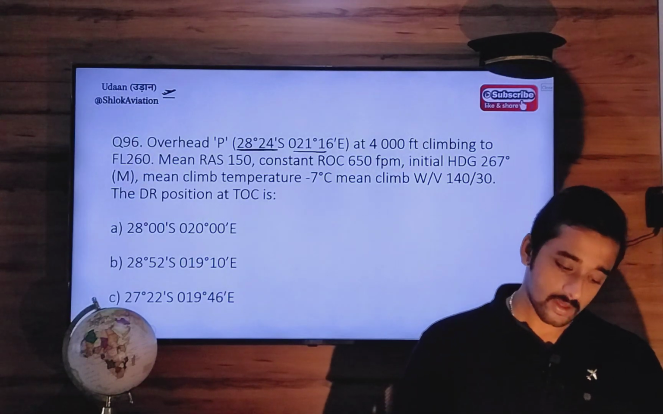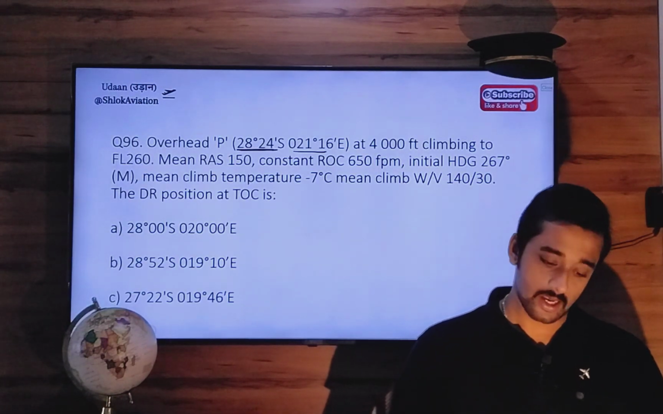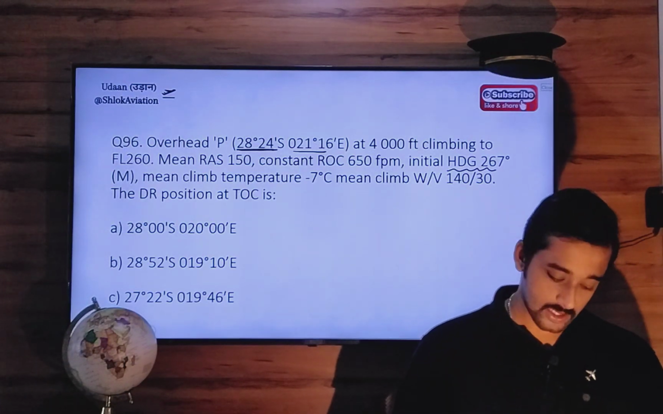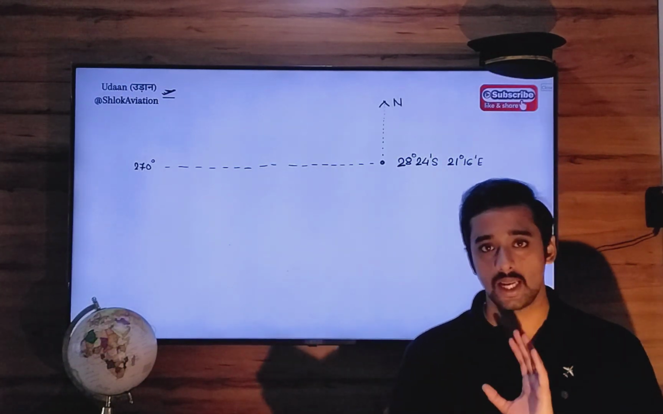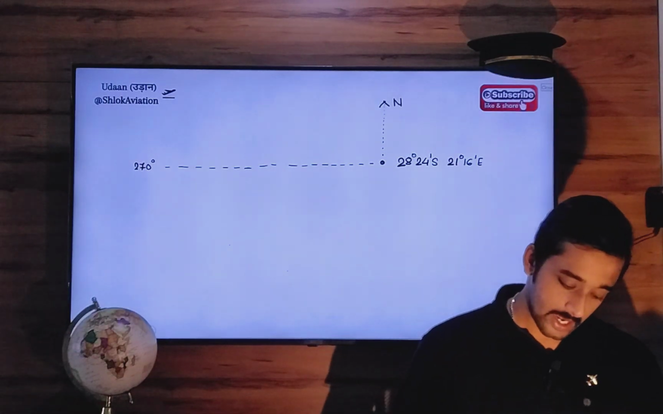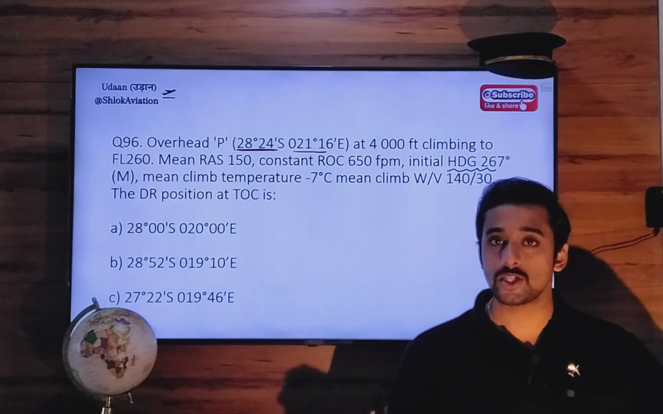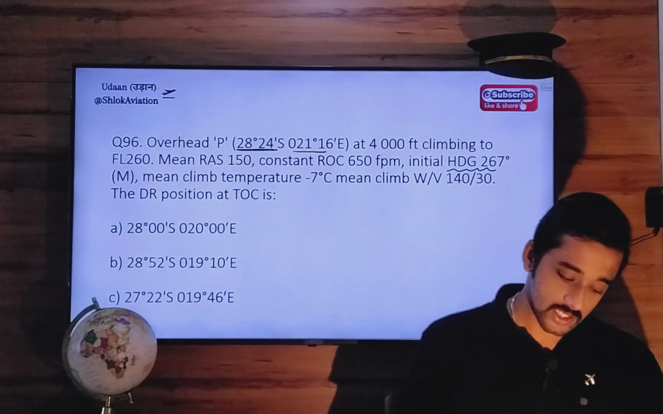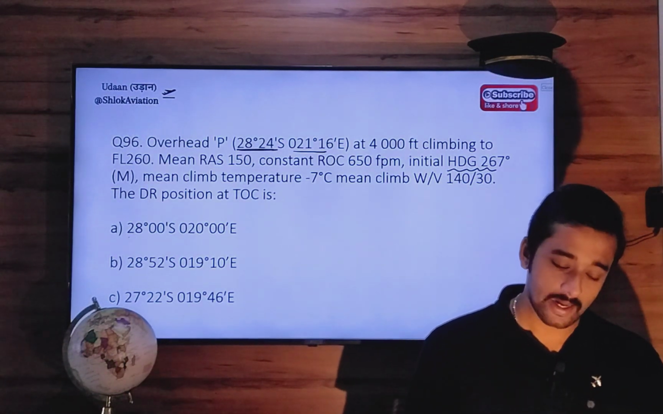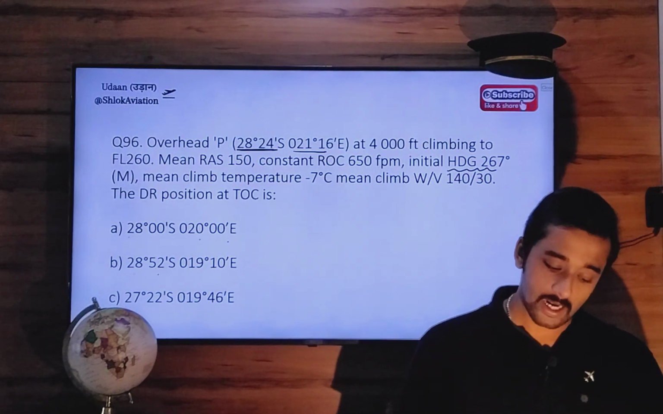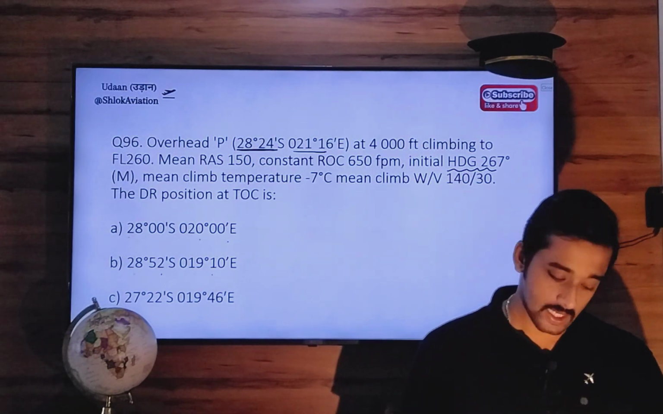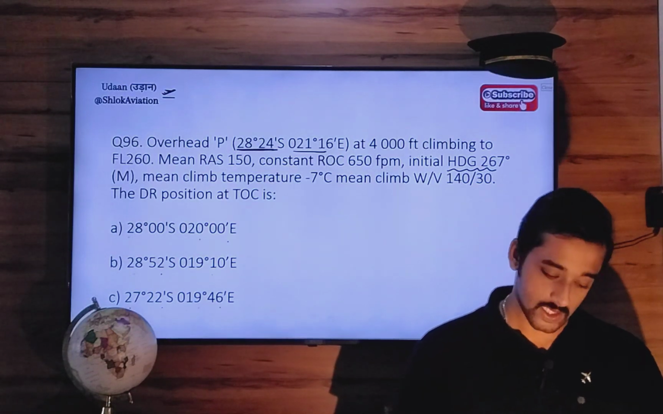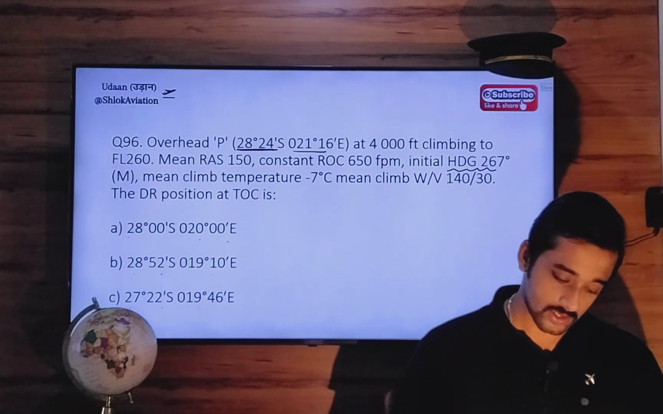Next, from this position at 4,000 feet, your heading is 267. 267 heading means southwesterly heading. We have to find out the final position we will be at after the climb is complete. Now here three options are given: 28 degrees south, 20 degree east; 28 degree 52 minutes south, 19 degree 10 minutes east; 27 degree 22 minutes south, 19 degree 46 minutes east. So let's plot all these three positions.